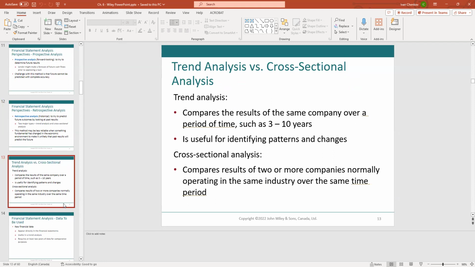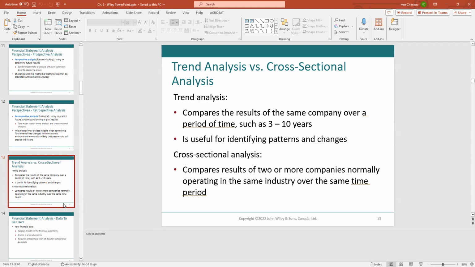The trend analysis versus cross-sectional analysis. Now let's see what the difference is between the trend analysis and the cross-sectional analysis. The trend analysis compares the company results over a period of time. It can start with 3 years up to 10 years. Remember this.